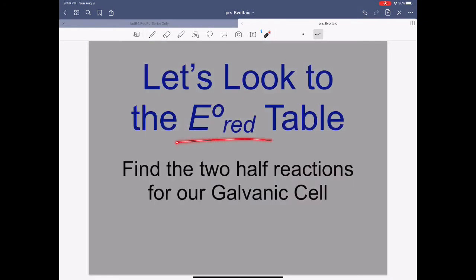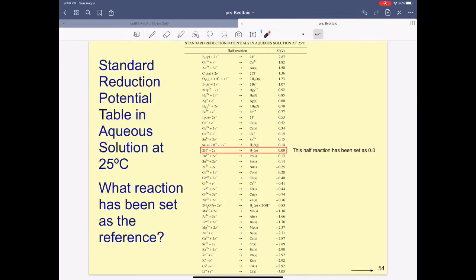Let's look at the standard reduction potential table. You have a link to this particular table, and notice that the hydrogen reduction, or we can think of the opposite, oxidation, has been set equal to 0. This is of course occurring in solution and at 25 degrees. In this course, all of your solutions for electrochemistry will be at 25 degrees Celsius.